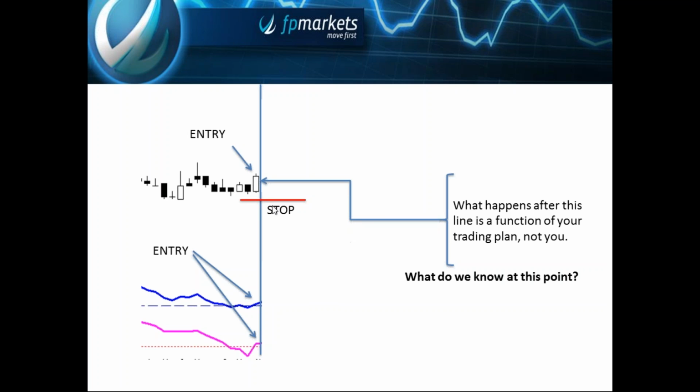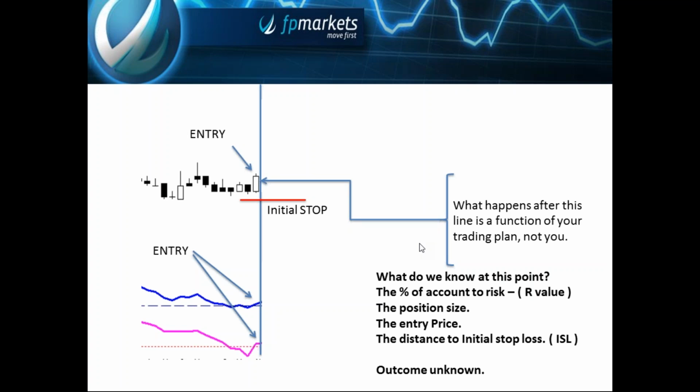So we came up with this and made the statement that what occurs here should be based on some statistical background, as simple as it might be. And then we really don't know what's going to occur after that point, but there are a couple of things that we do know. We know the percentage of the account that we're going to risk, which is the R value, the risk value, which creates our position size, and the entry price and the distance to our initial stop loss. They're the only things that we know going forward in a trade.